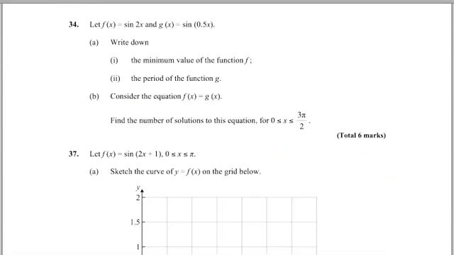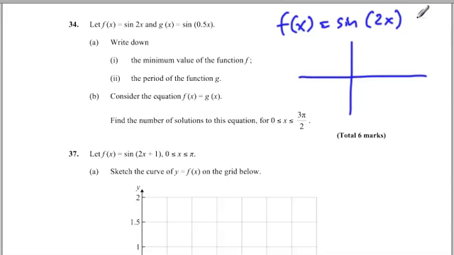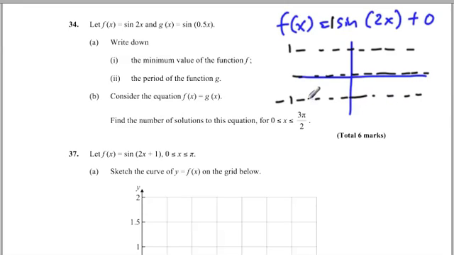Okay, number 34. f of x is that, g of x is that. Write down the minimum value of the function f. So f of x is equal to sine 2x. If you sketch it out, it's plus 0, so its central axis is 0. Its amplitude is 1, so it goes as high as 1 and as low as -1. So the minimum value of f is -1.